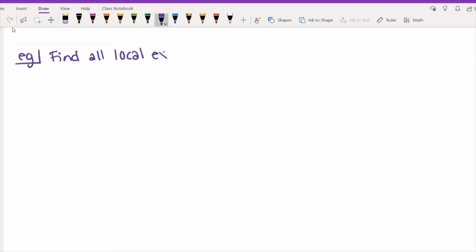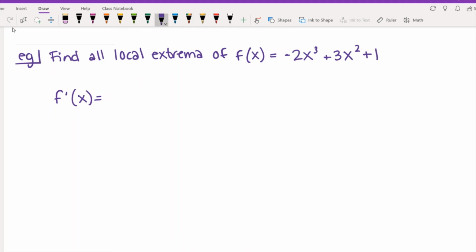So we're going to find all local extrema. Again, that word extrema is just local maxima and minima of the function f of x equals negative 2x cubed plus 3x squared plus 1. Same as before, we want to start by taking the first derivative, because in order to apply the second derivative test, you need to first know that the first derivative equals 0. So the first derivative is going to be negative 6x squared plus 6x, and that's it. So we want to set that equal to 0.